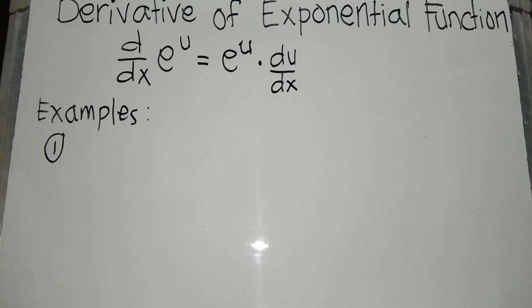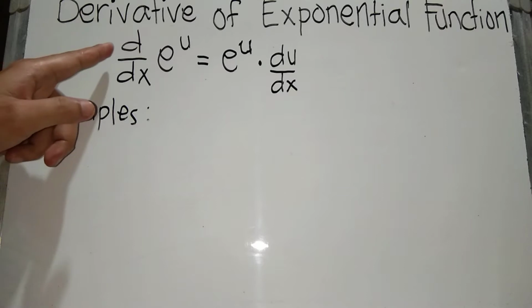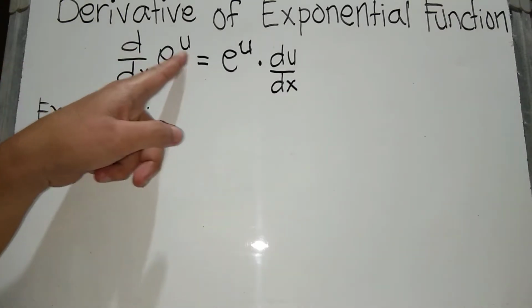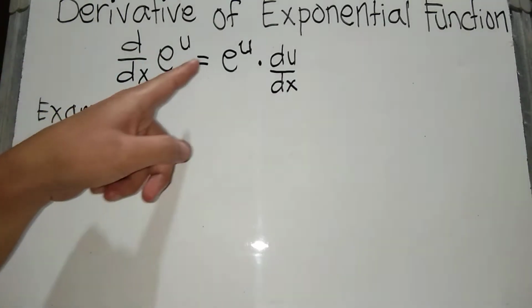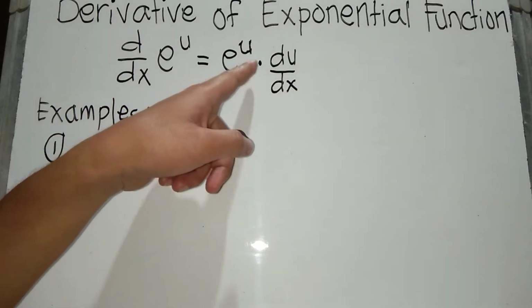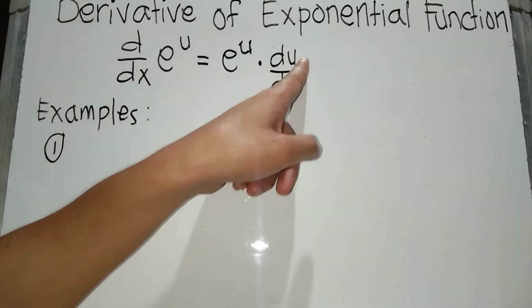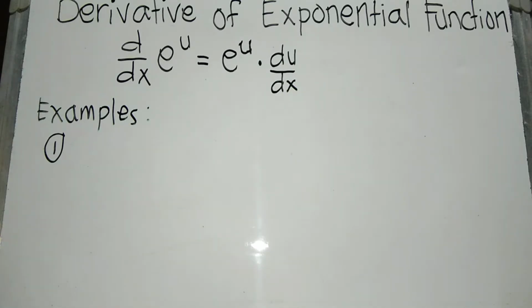Hello everyone. In this video, we will be discussing finding the derivative of an exponential function. Now, the formula in finding the derivative of an exponential function, particularly a natural exponential function, is that the derivative of e to the u with respect to x is equal to e to the u times the derivative of u with respect to x.